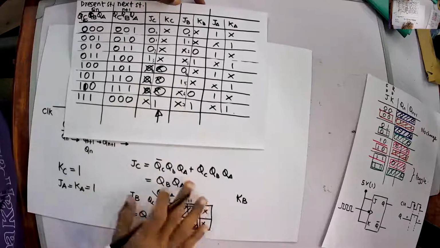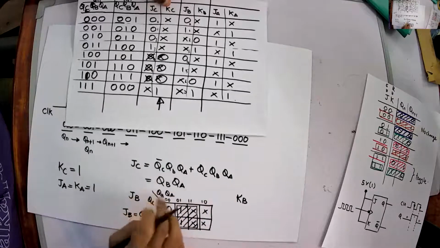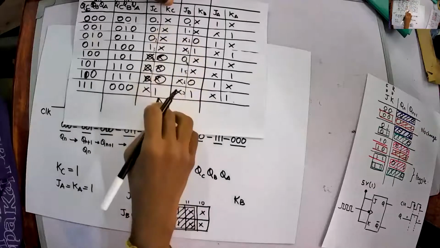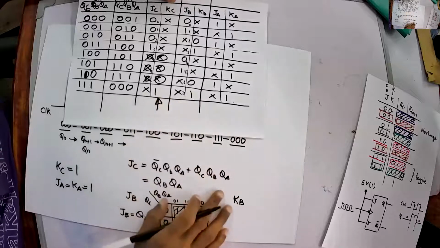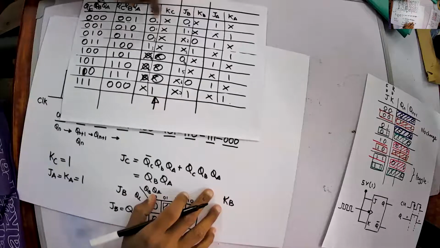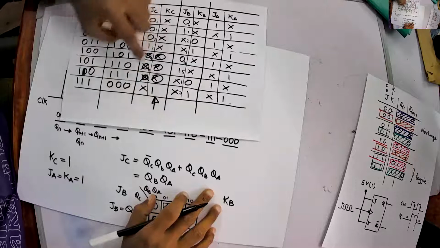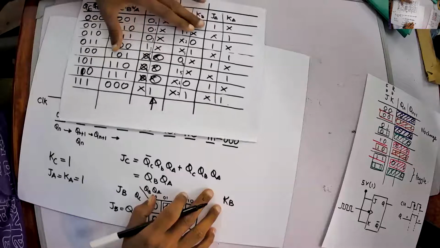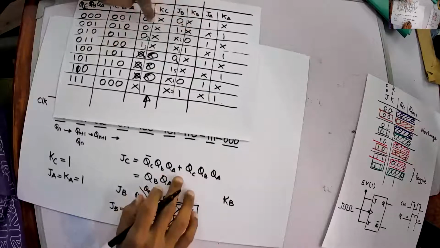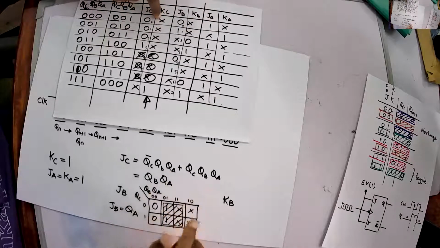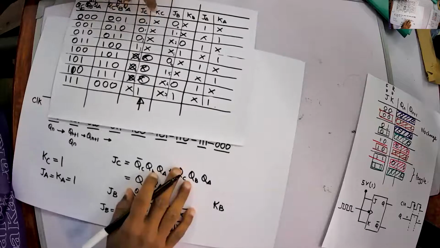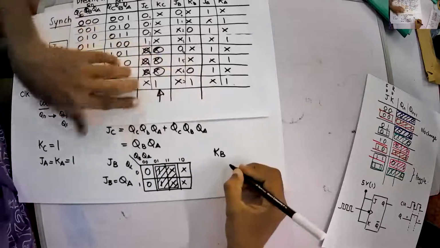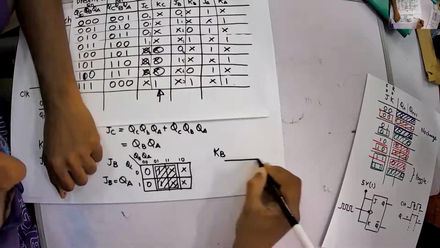Because they are don't cares, JC and KC. JC was this one, and I could say I can remove all the others. They could be don't care if we do, and KC as well. KC, I can write it as, okay, I'll write the K map for KB first.